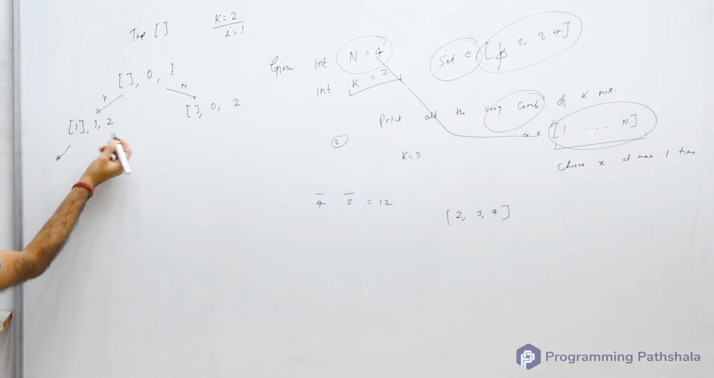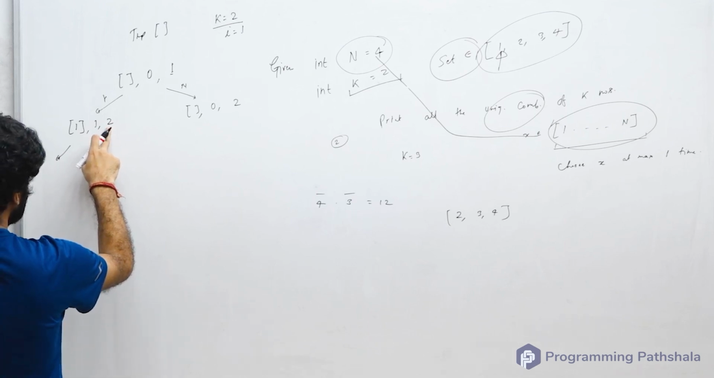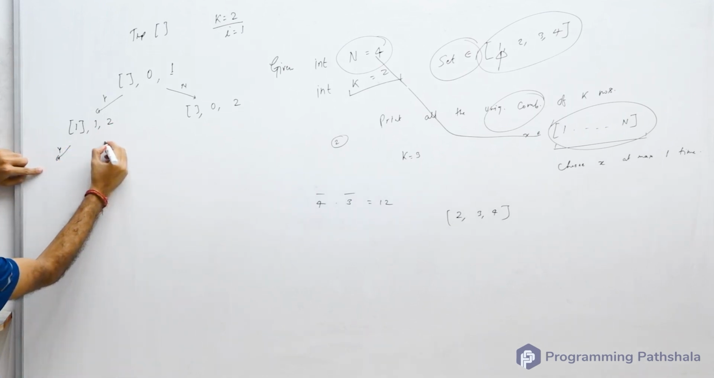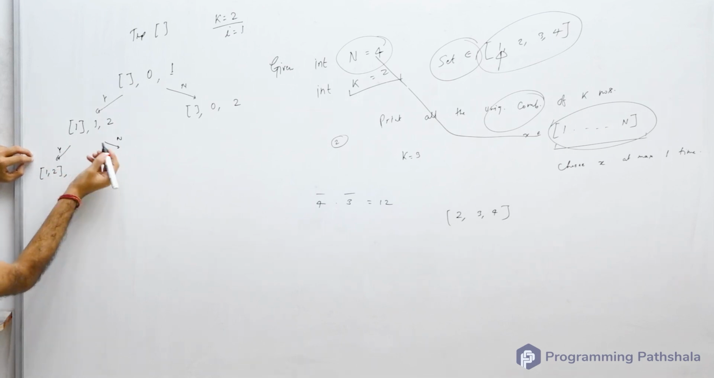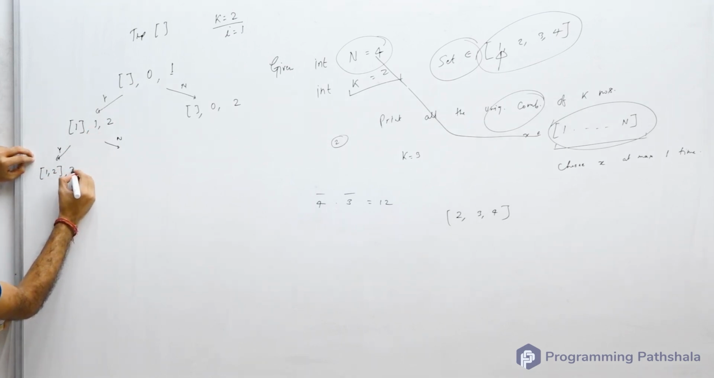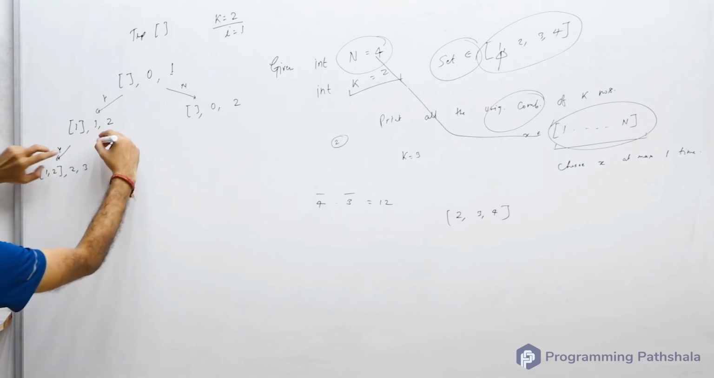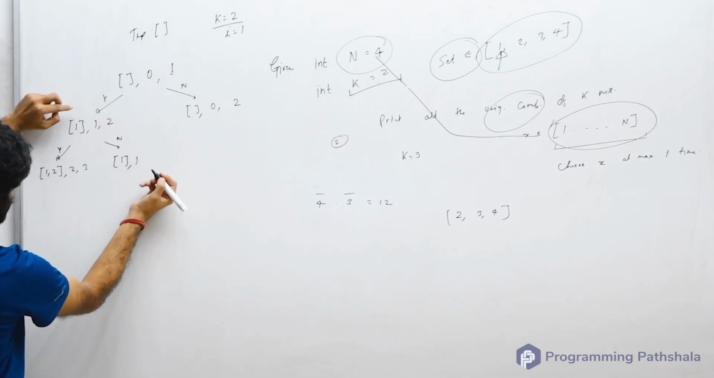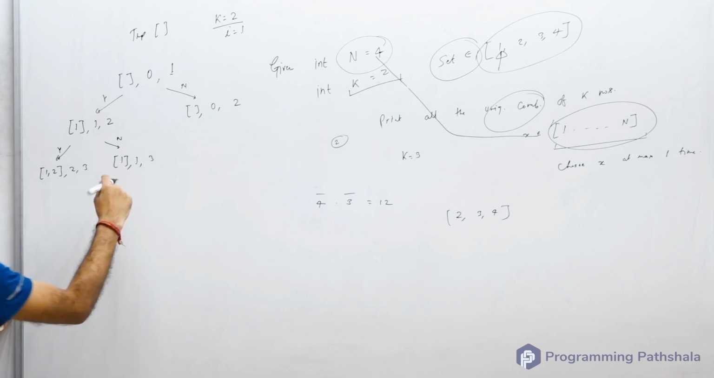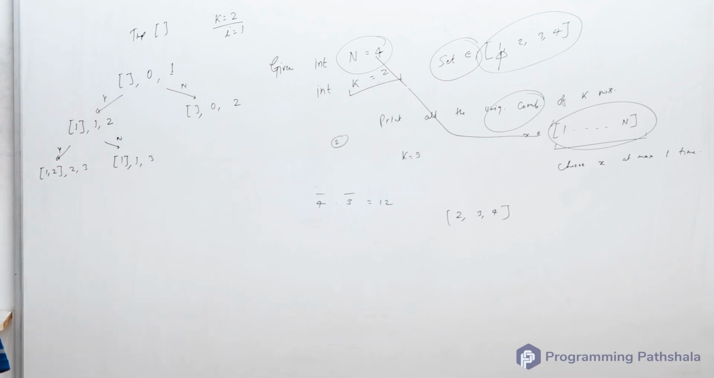Now again, when you have a 2 with you over here, you have got two choices, either take it or don't take it. If you take this 2, you have 1 2 with you, and now the size becomes 2, and you move on to 3. And if you say no, this would remain as it is, you have a 1 with you, and you would move on to 3. So this is how the recursion tree would grow.